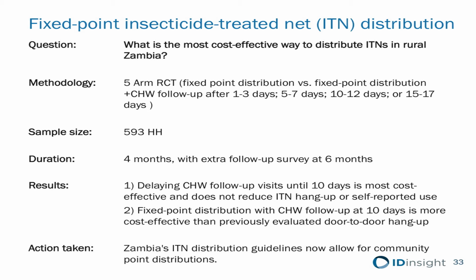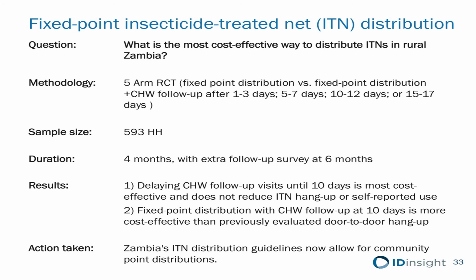But then there are all these operational questions about how do you do that most cost-effectively. And so we did a 5-armed RCT testing different delivery mechanisms, and I won't go into the details now. The evaluation took 4 months plus a 6-month follow-up just to see if retention and hang-ups lasted. And the results showed that essentially you should do fixed point distribution with a delayed follow-up by community health workers to make sure that the nets were properly hung up.